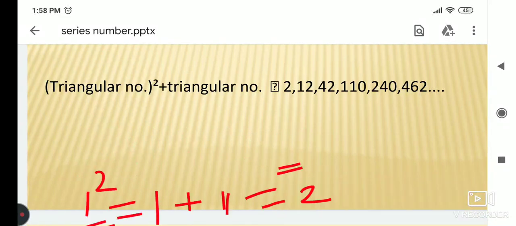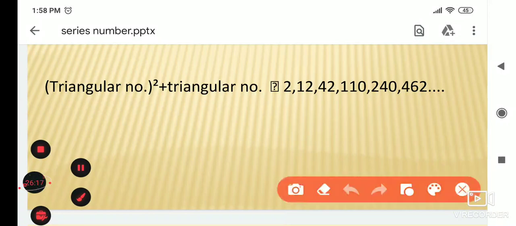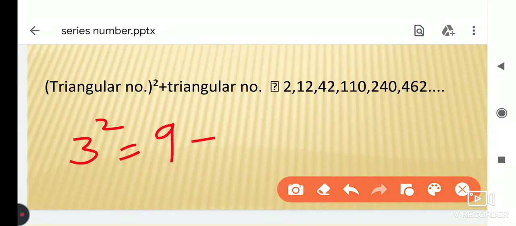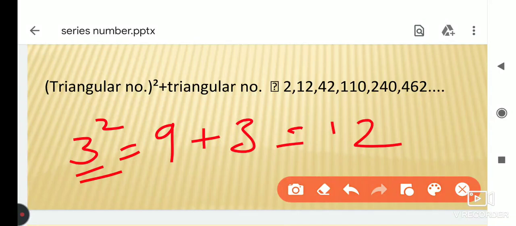Okay, the next example: the next triangular number is 3. So the square of 3 is 9. We add 3 itself, we get the second answer, that is 12.